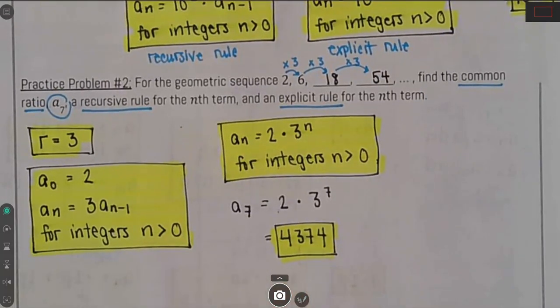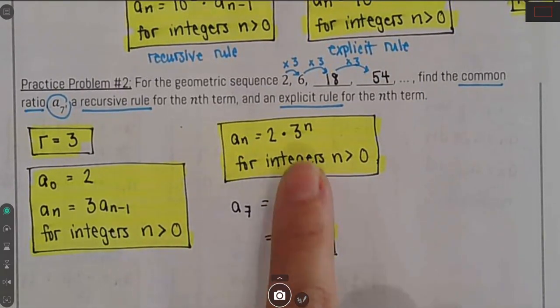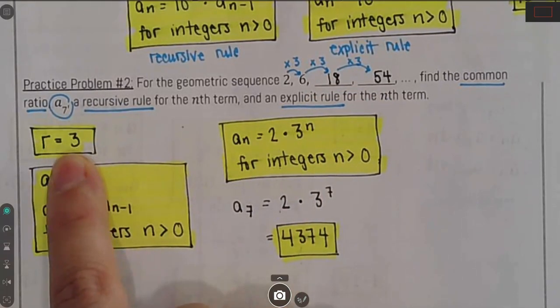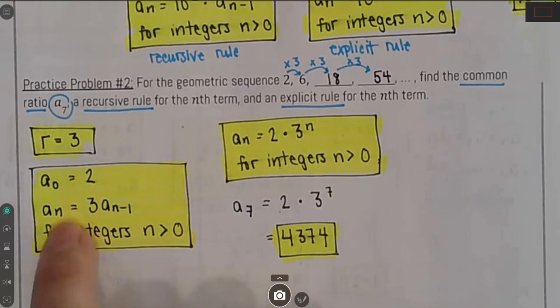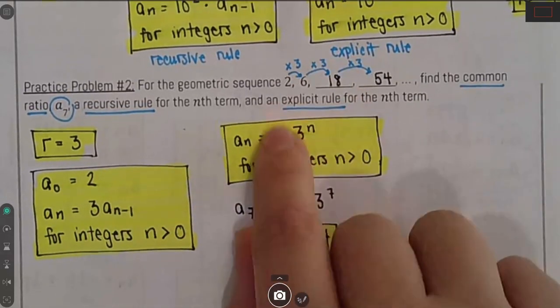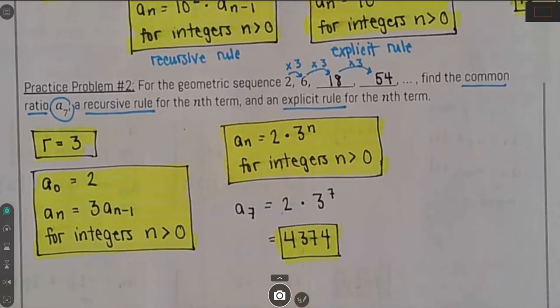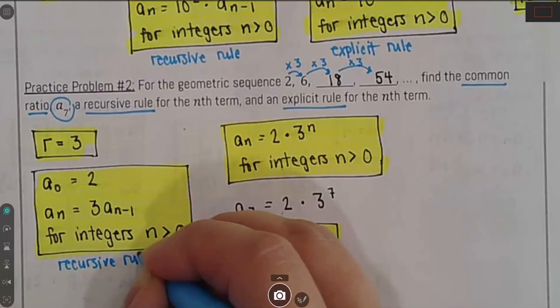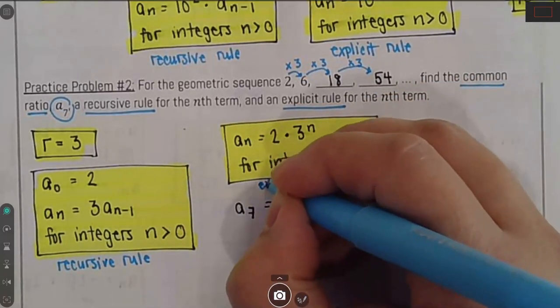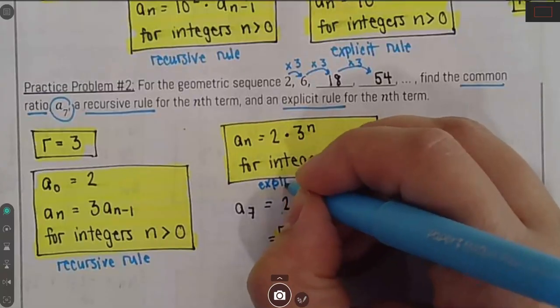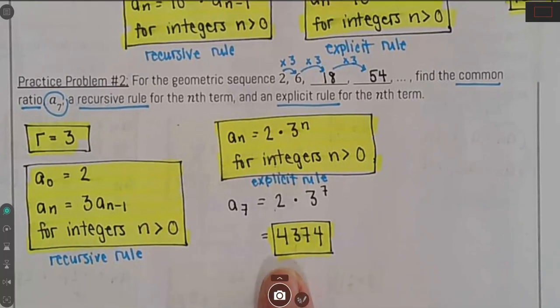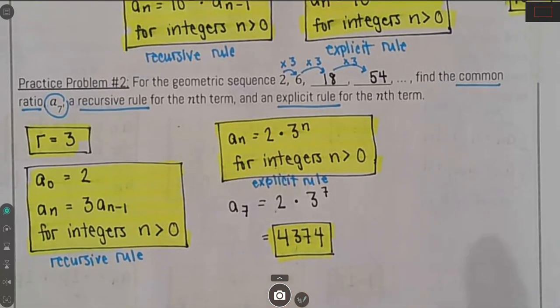Practice problem number 2 for the geometric sequence, same thing. This time we're multiplying by 3, and we're finding a sub 7. So the common ratio is 3. Plug everything into the same formula. Let me write out recursive and explicit. And then when you plug in 7, you get 4,374.